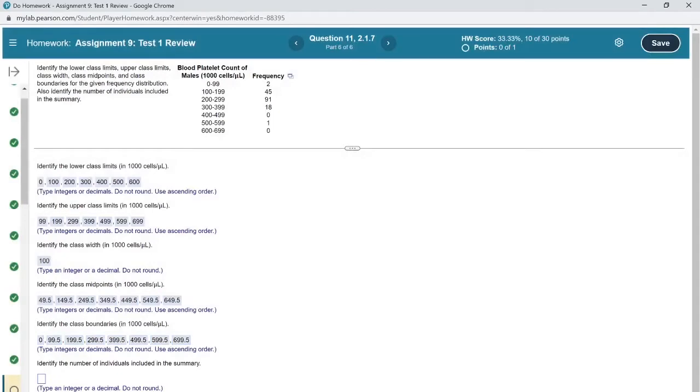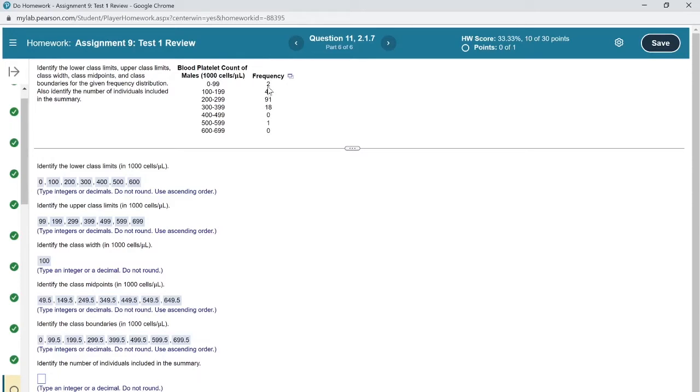So here for finding the class boundaries, anything greater than 0 goes to the first interval. The second boundary point will come at 99.5 because that will separate the first class interval from the next class interval. Okay, identify the number of individuals included in the summary. That can be found by adding all the frequencies.